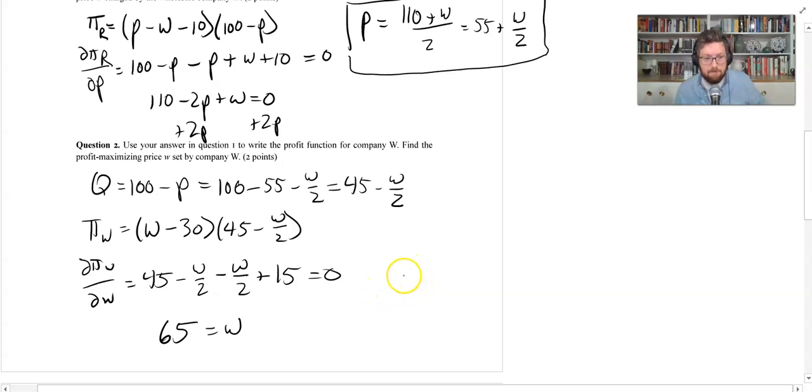So the wholesale price that we're going to sell is 65. Pretty high. No, not 65. 45 plus 15 is 60. That's math. All right, so that's the profit maximizing price this guy's going to charge.